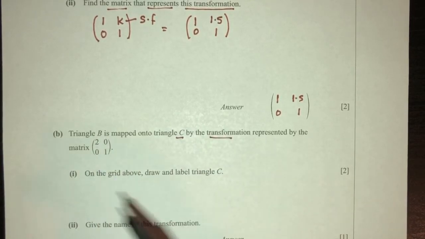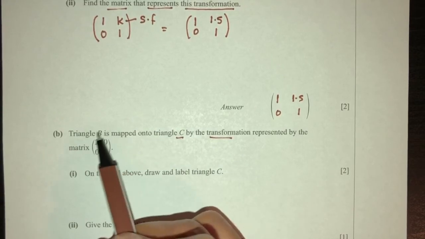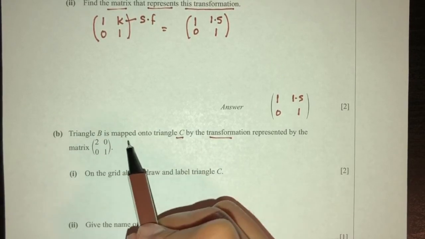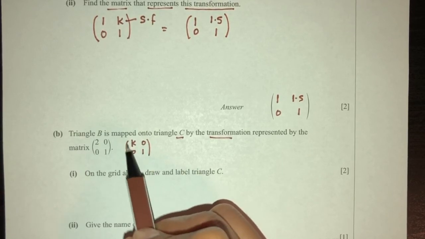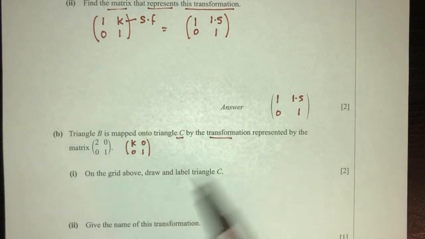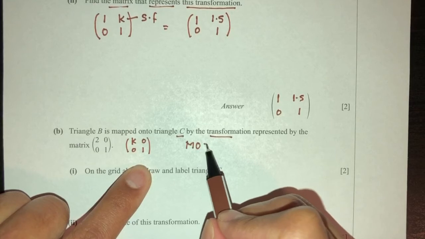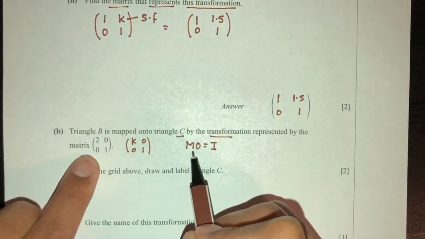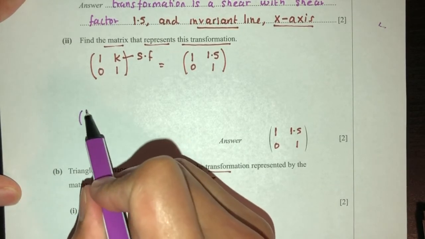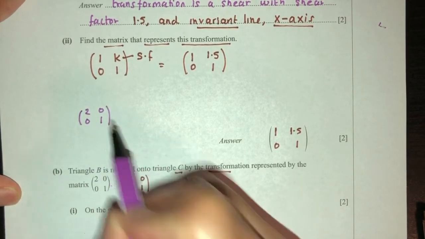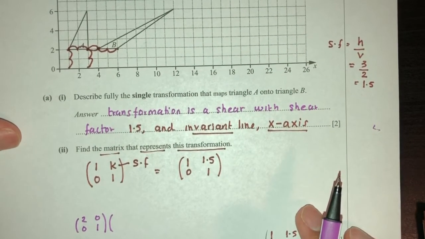Now for part B, triangle B is mapped onto triangle C by the transformation represented by this matrix. From experience, you would know this one is a stretch because it is in this form, k, 0, 0, 1, with k as your stretch factor of 2. But if you don't know that, that's okay. You can always use your formula, which is matrix times object is equal to image. So the matrix is 2, 0, 0, 1. What is your object? The object is triangle B.